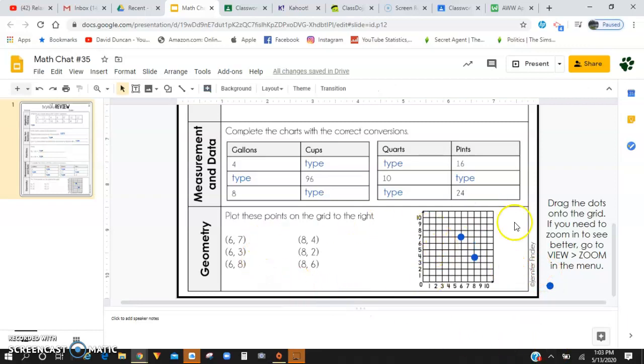You're going to continue plotting each one of these points for me. I did the first 2, 6, 7, and 8, 4. You're going to do the rest of these for me, so you're going to have a bunch of points plotted on your grid.